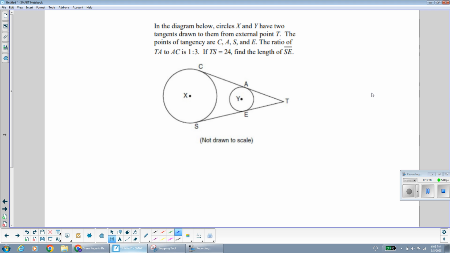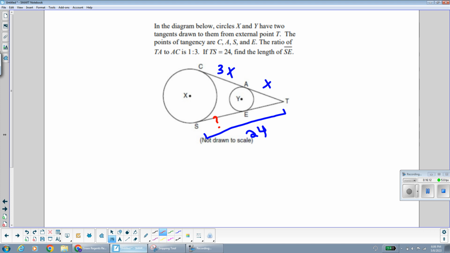In the diagram below, circles X and Y have two tangents drawn to them from external point T. The points of tangency are C, A, S, and E. The ratio of TA to AC is 1 to 3. If TS is 24, find the length of SE.